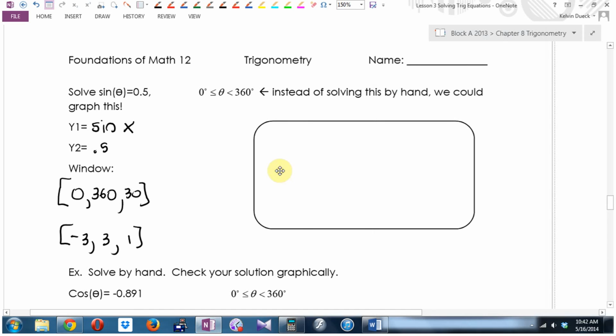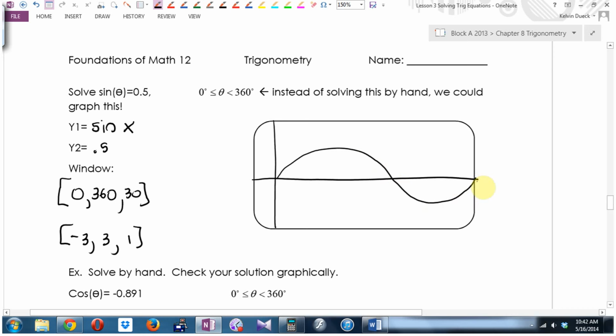No shortcuts here. If we do a sketch, it looks like this. The sine graph, draw this please, looks like this. Y equals 0.5 looks like this. And I'm interested in this point and this point. This point is 30, 0.5. And this point is 150, 0.5.